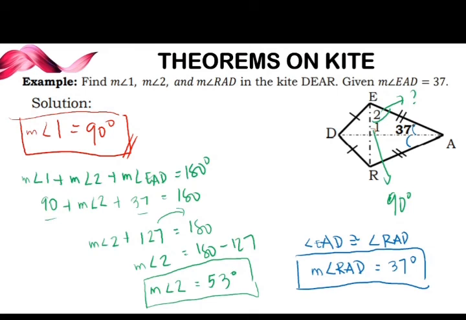Ayan. Since, once again po, since angle EAD is congruent to angle rad, therefore, the measure of angle rad is 37 degrees. Same with the measure of angle EAD.